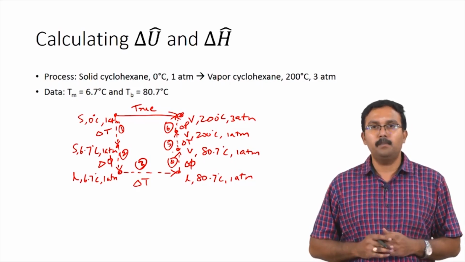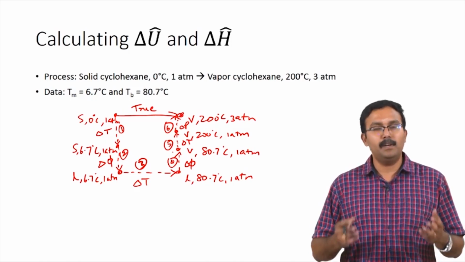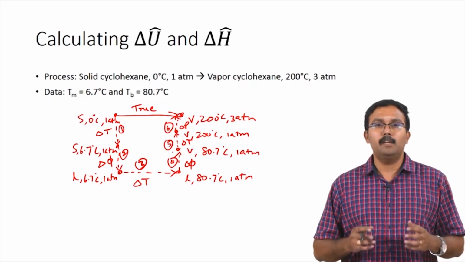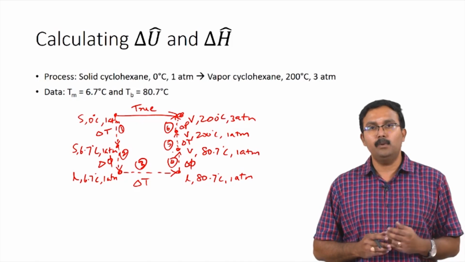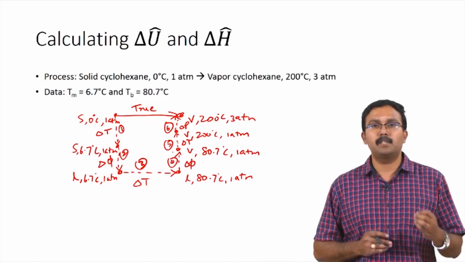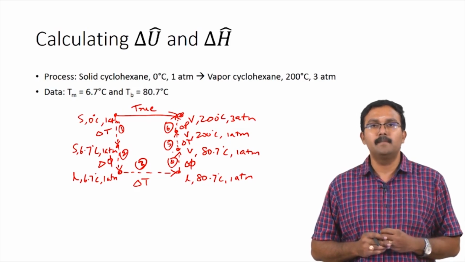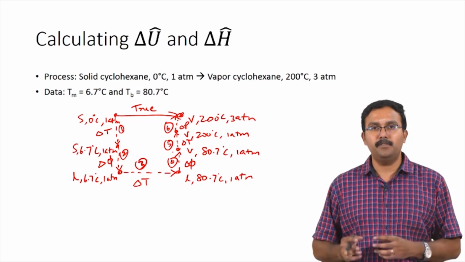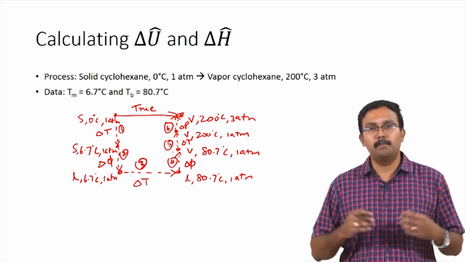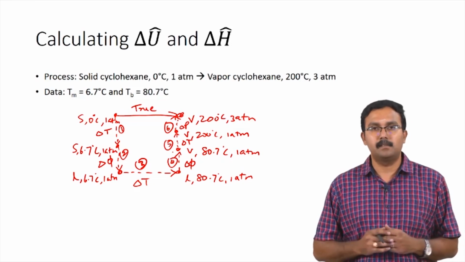This is not the only hypothetical path you can build. For the same process you might be able to build different hypothetical paths depending on what information is available to you. Here I had given you that the information for enthalpy was available at specific boiling points and melting points, and based on that you built this hypothetical path. If the data given is different, you might be able to build a completely different hypothetical path and you will be able to arrive at the same answers.